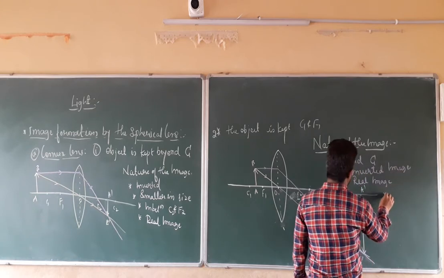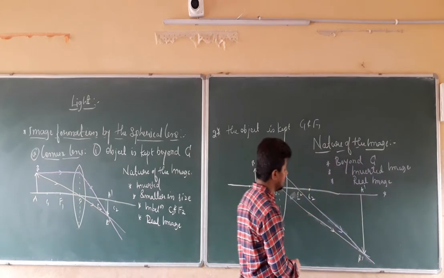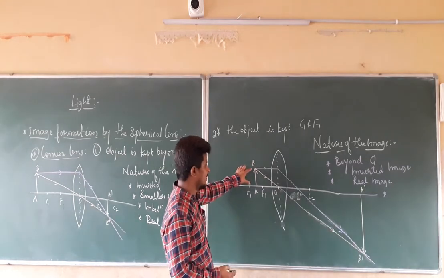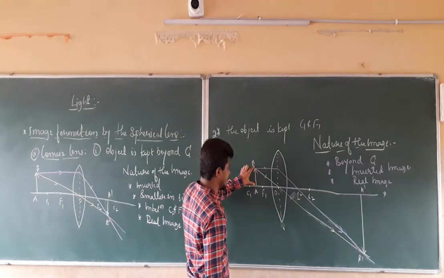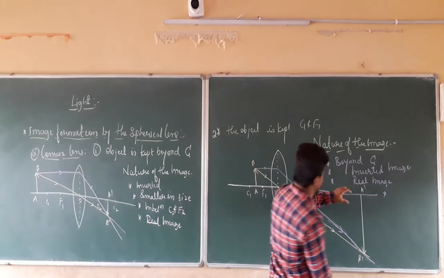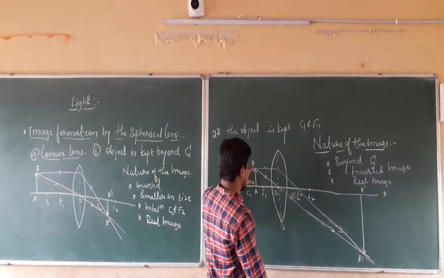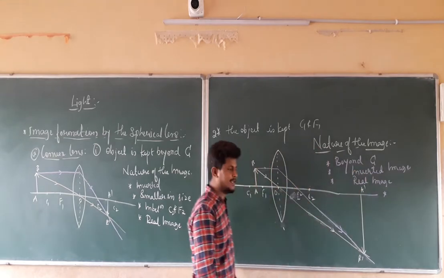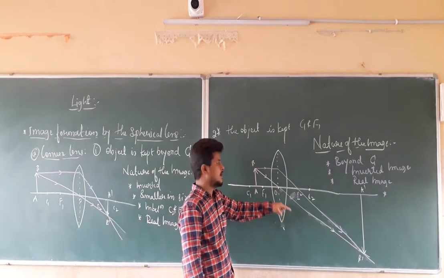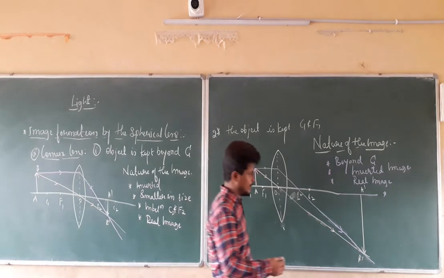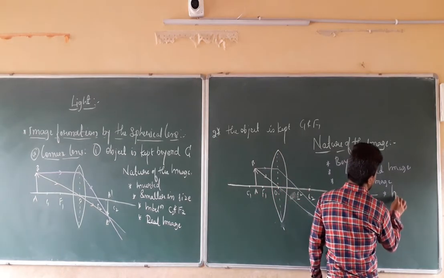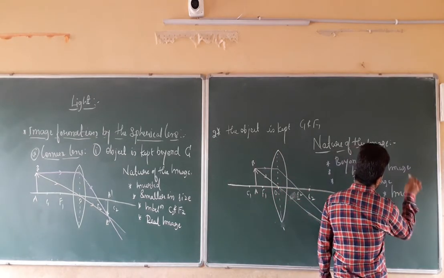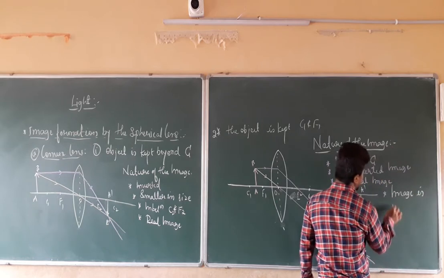The fourth condition will be what? When you check the size of the object and the size of the image. The size of the object is this much, and the size of the image is this much. So when you compare both the sizes, the size of the image is comparatively larger than the size of the object. So the image is larger.